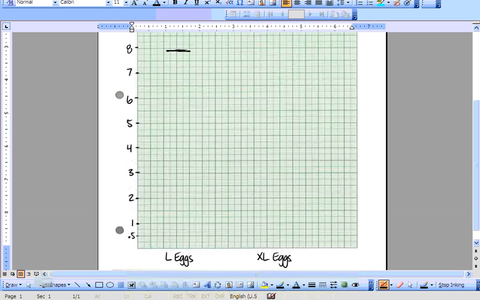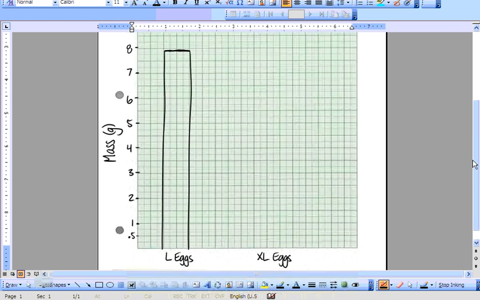Again, if I had a ruler, I could make this way nicer. So that's going to be my X bar. So again, use a ruler, make it look good. That's going to be what one bar looks like. Kind of nice to title actually the other axis probably as well. So this would be mass of the eggs in grams.